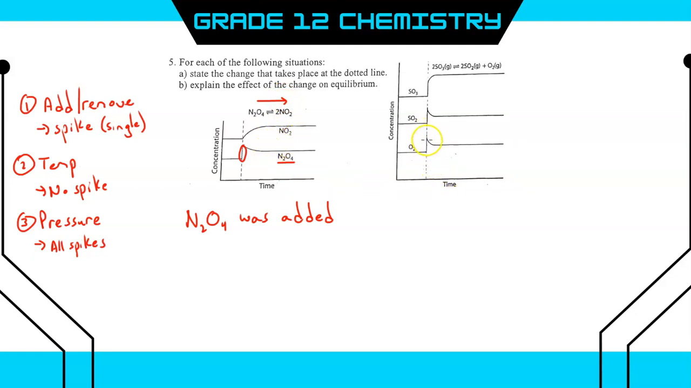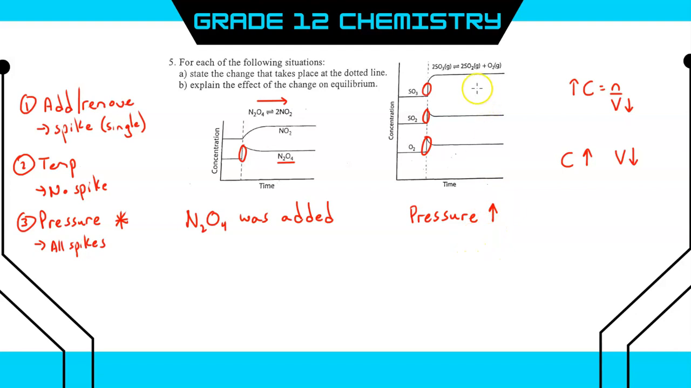In our second case, well, look, spike, spike, spike. Everything spiked, therefore pressure. Okay. But here's the question. Did pressure increase or decrease? Now, if everything is spiking up, all their concentrations are increasing. To increase their concentrations, concentration, if you remember, is moles per volume. To increase concentration, you would have to decrease volume. So volume was therefore decreased. And if you decrease volume, pressure must have been increased. So we know that pressure was increased.